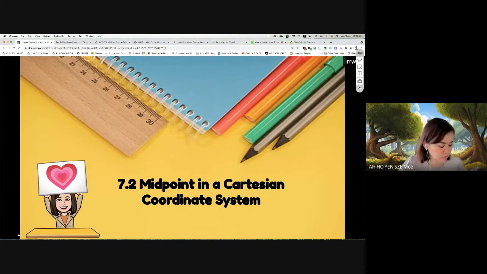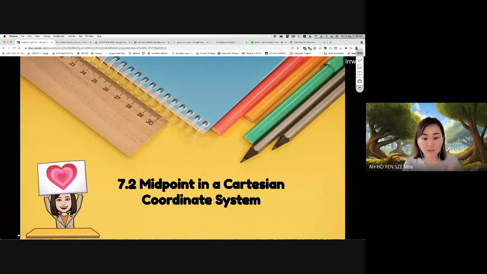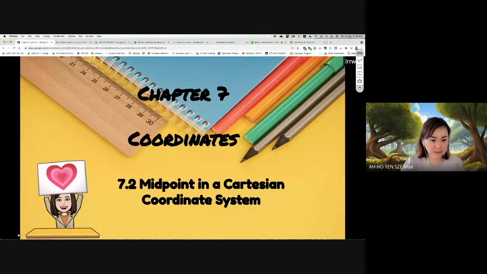So what is a midpoint? Does anybody know what a midpoint is? From the word midpoint, what does mid mean? What's the meaning of mid? Middle, yes. Middle what? Middle point. Is it the middle point in the coordinate system? Not sure. Never mind, you will see what this is after this.